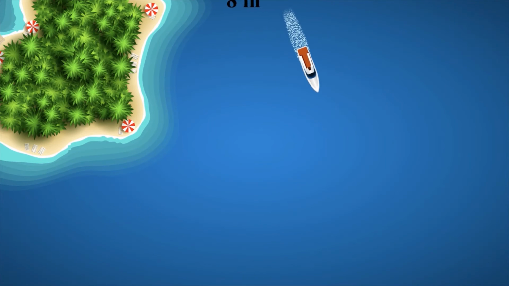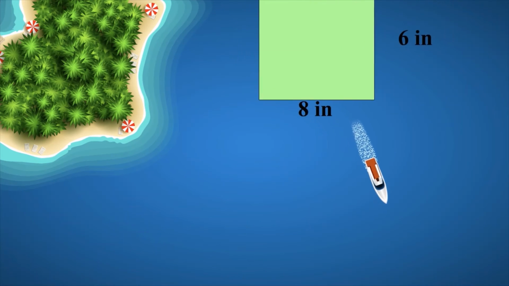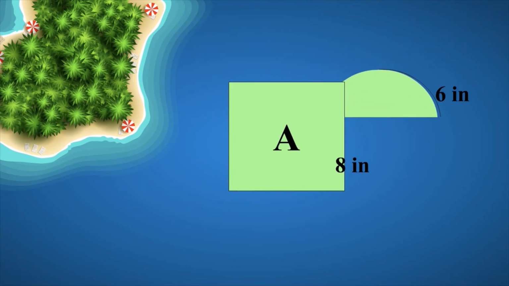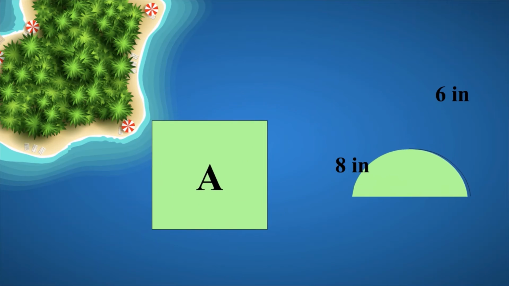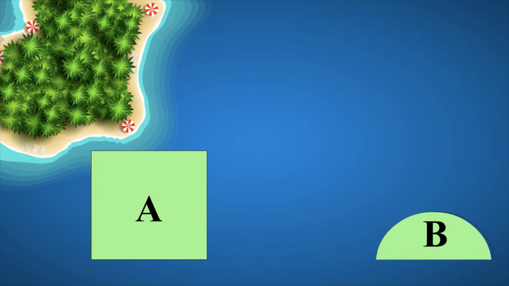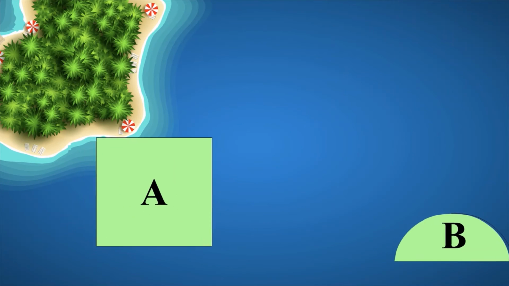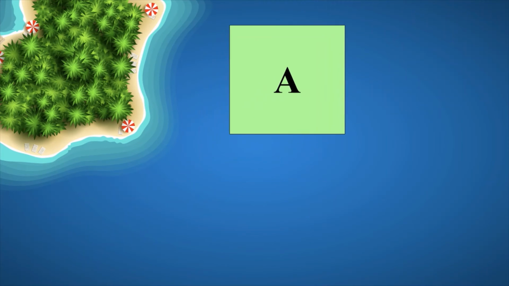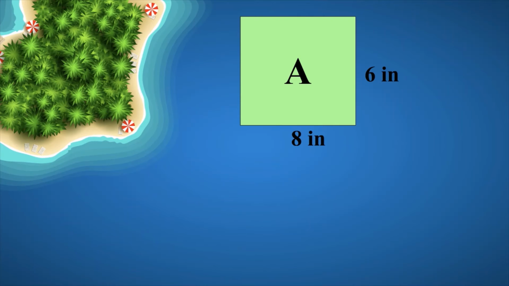Let's imagine that this is a backyard and you want to divide it up into two areas, one where you can play and one where you could just hang out. So take some time and draw it on a piece of paper. Okay, so we have two shapes here. Shape A is a rectangle and shape B is a half circle. So let's take a look at shape A, because we know what to do with rectangles. So the dimensions are 6 inches by 8 inches.